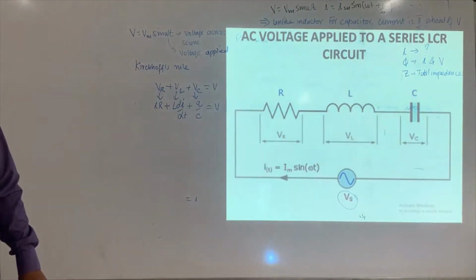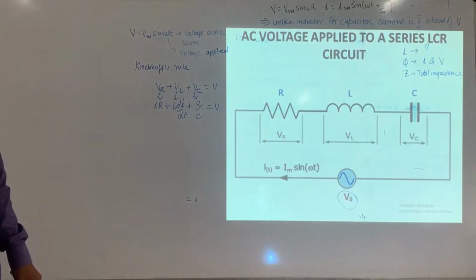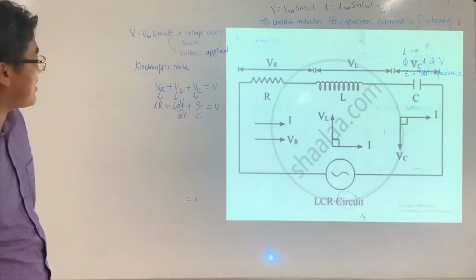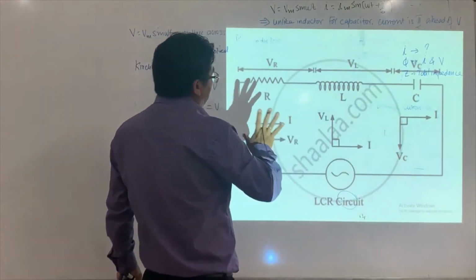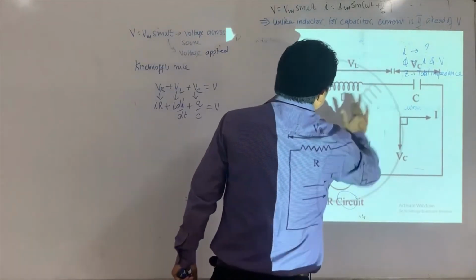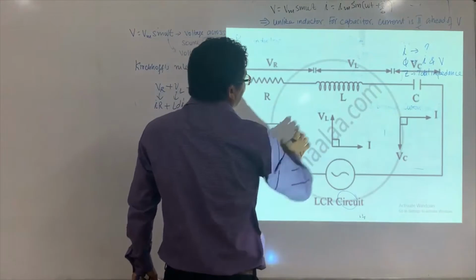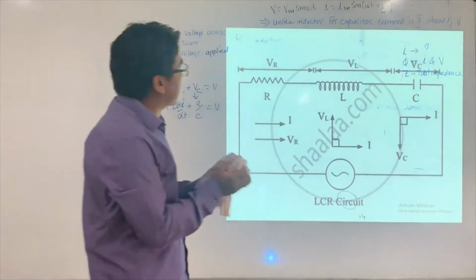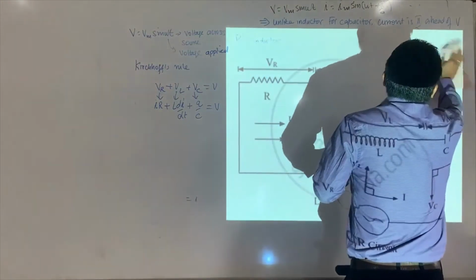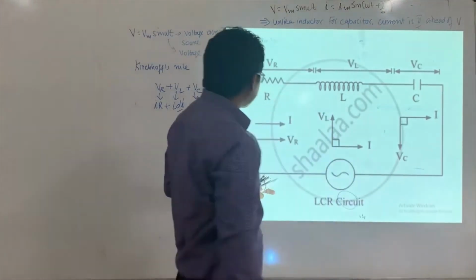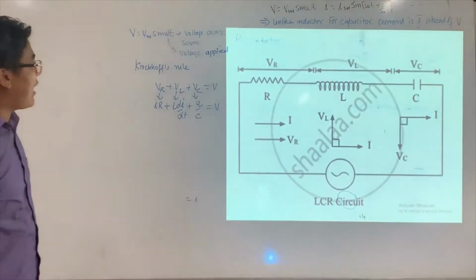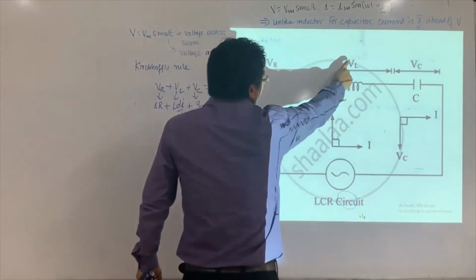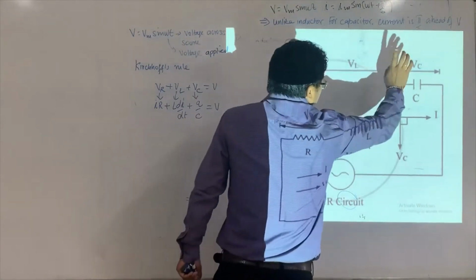So this is what we have, and this diagram is a little interesting. This is the resistor, this is the inductor, and this is the capacitor. We have the voltage across the resistor, the voltage across the inductor, and the voltage across the capacitor, shown here as phasors.